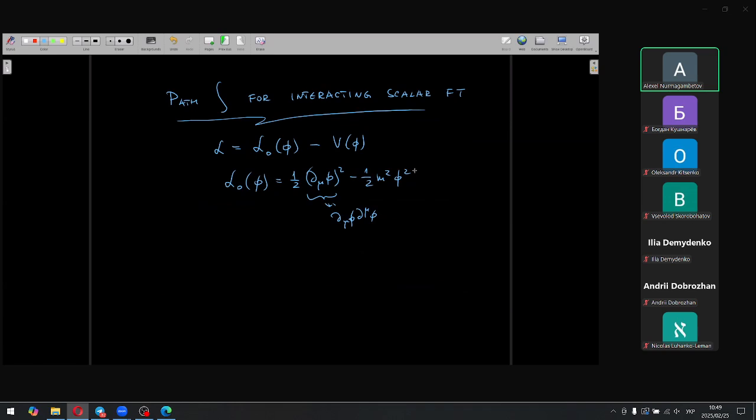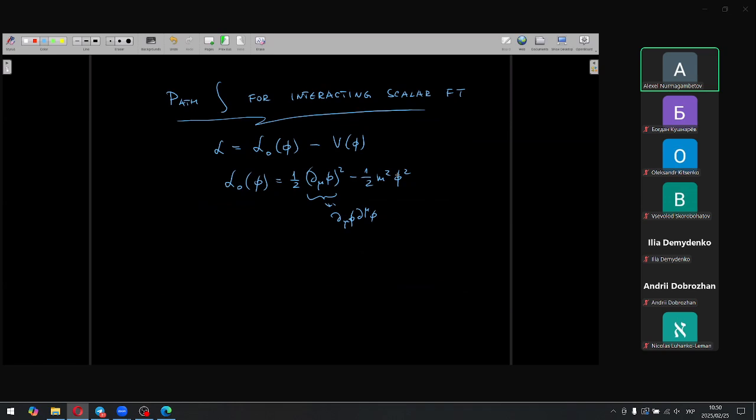And here I could say that principally this is the matter of taste, what this part of the free action will be, the sort of self-interaction, because we have phi square here, the sort of part which is related to the free Lagrangian. But traditionally, in the case of the scalar field theory, we will consider this formal self-interaction part phi square as the part of the free Lagrangian density.